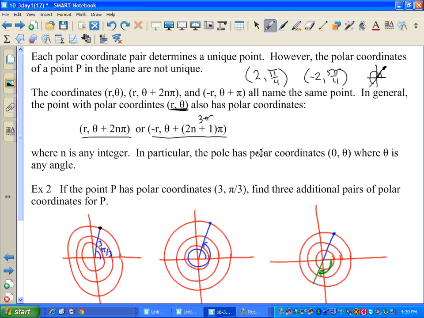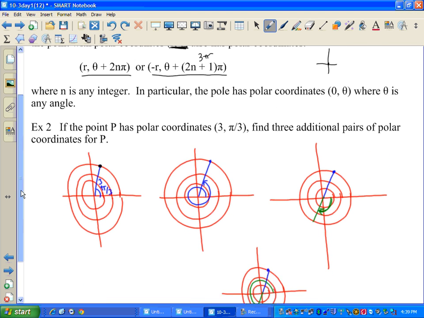In particular, the pole has polar coordinates 0, theta, where theta is any angle. So if you have a radius of 0, that puts you right on the origin with any angle that you want. It's still just going to be a point if the radius is 0.